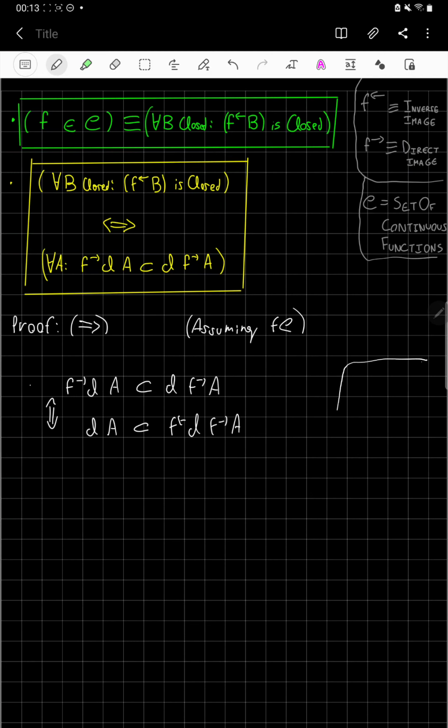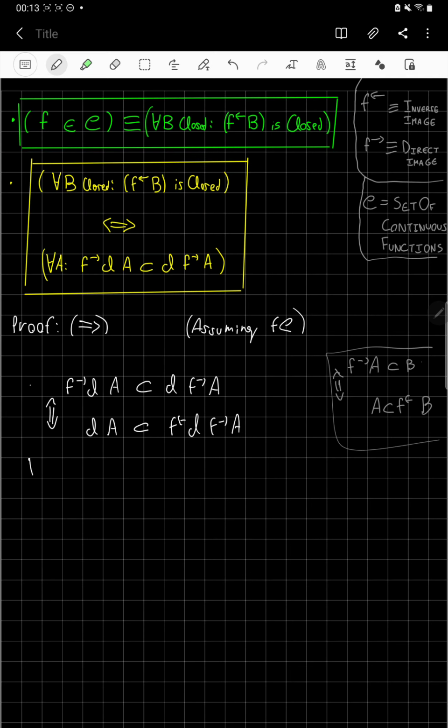And to clarify, the reason why is because the direct image of A is included in B is equivalent to A is included in the inverse image of B. It's actually related to Galois connections, but no need to worry with that. We just take it for granted. Now we do this just because inverse images are obviously better behaved in topology.